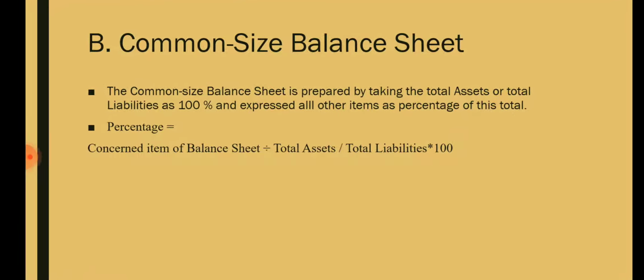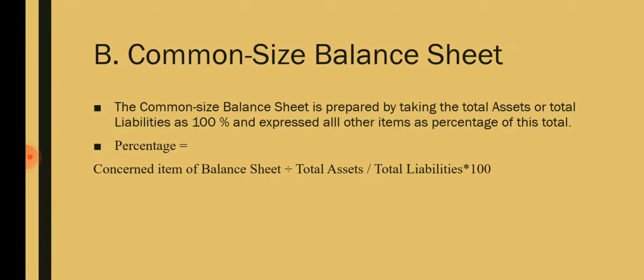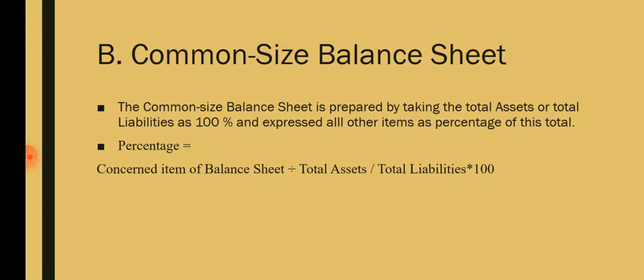The common size balance sheet is prepared by taking the total assets or total liabilities as 100% and expressing all other items as percentage of this total. And the formula is concerned item of balance sheet divided by total assets in case you are calculating the percentage of asset side, or else total liabilities in case of the liability side, okay, into 100.